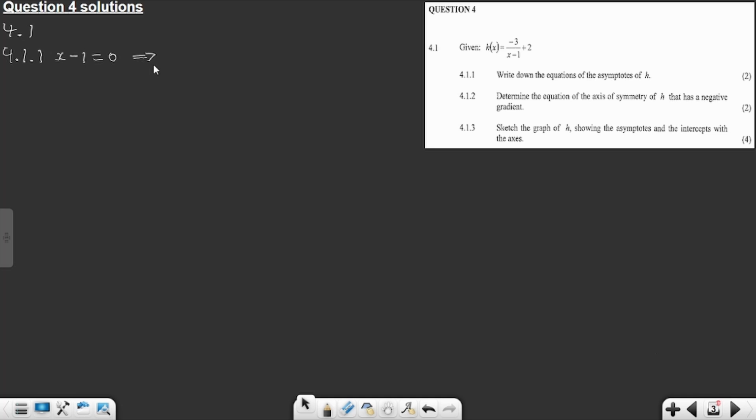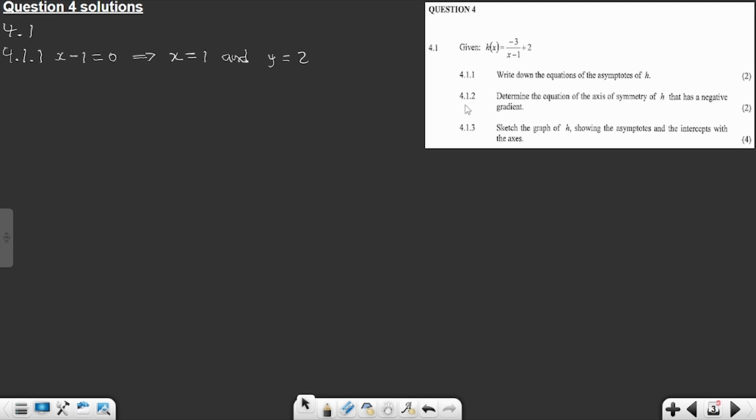So what is x? When you bring the negative 1 to the other side, x will be equal to 1. So this is the vertical asymptote. You can write it down by just looking at the given equation, but you can also show how to find the vertical asymptote as I have just shown you. And the horizontal asymptote is at y equal to 2. You obtain it here. So this is the answer to question 4.1.1.